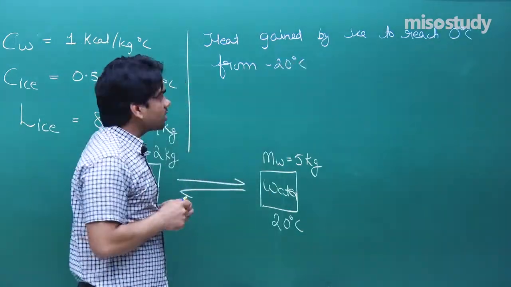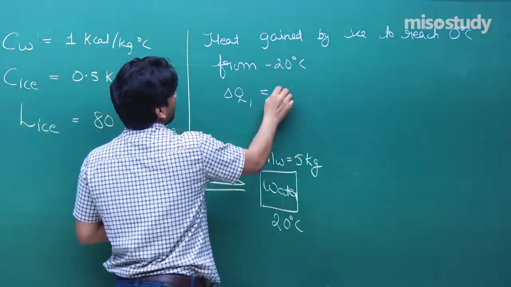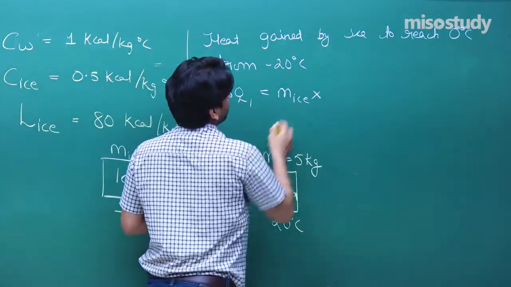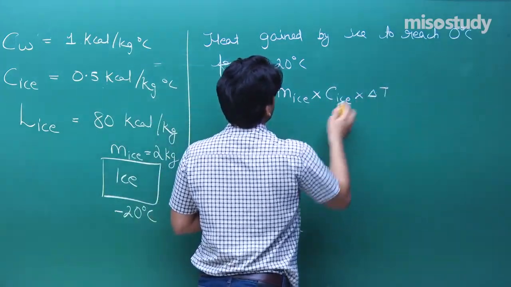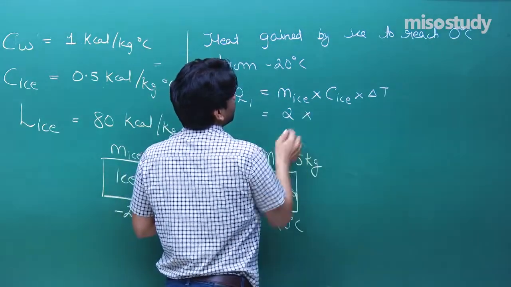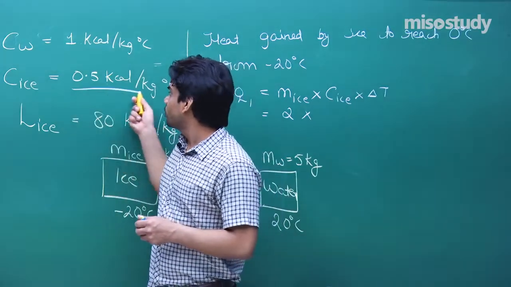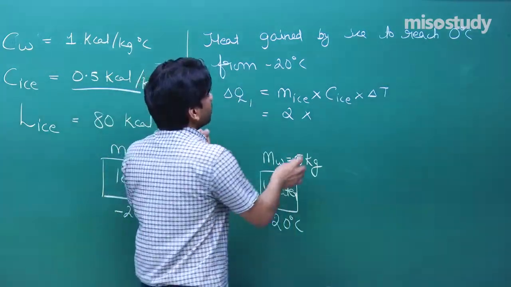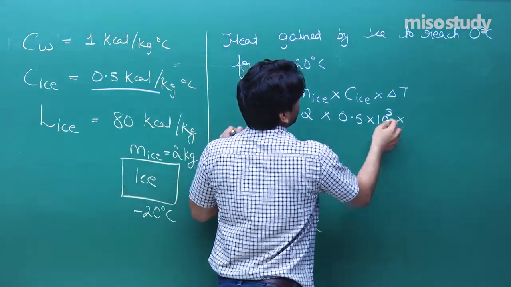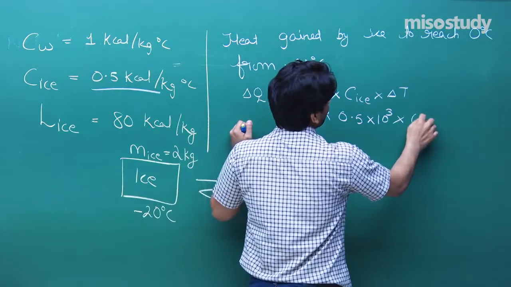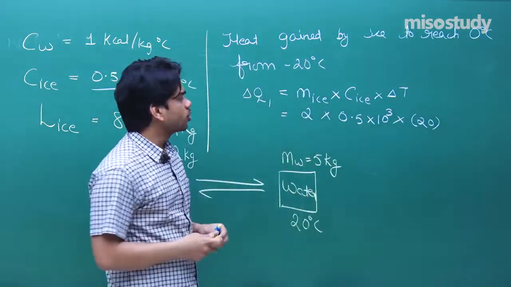For this process, the heat acquired will be delta Q1 is equal to mass of ice multiplied with specific heat capacity of ice multiplied with change in temperature. Mass of ice is 2. C of ice, the specific heat capacity of ice, is given as 0.5 kilocalorie per kg per degree Celsius, that is 0.5 times 10 to the power 3 calorie per kg per degree Celsius. Delta T will come out to be 20. I am using directly 20, since 0 minus minus 20 gives 20.